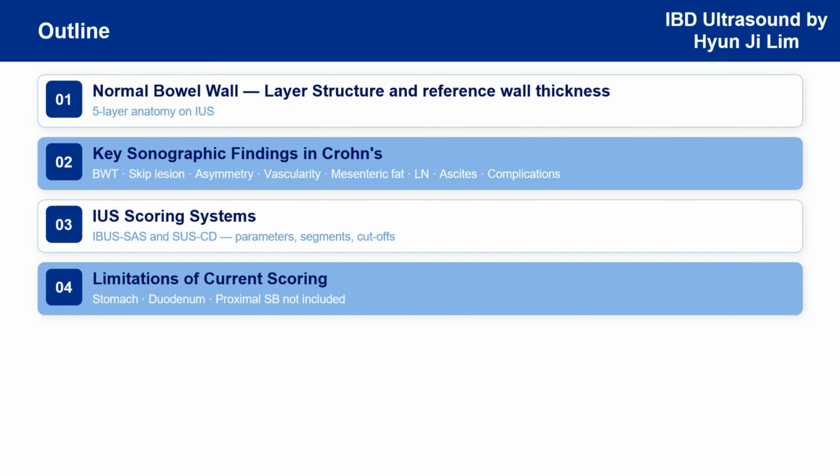Here's what we'll cover today. Section 1 begins with normal bowel anatomy. Section 2 covers the key sonographic findings in Crohn's disease. Section 3 introduces the two main IUS scoring systems, IBUS-SAS and SUS-CD score. And finally, we will discuss the limitation of current scoring protocols and why whole GI scanning matters.